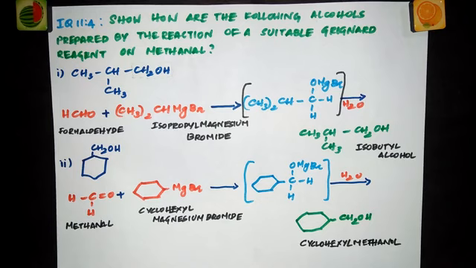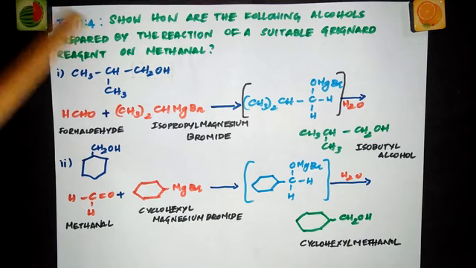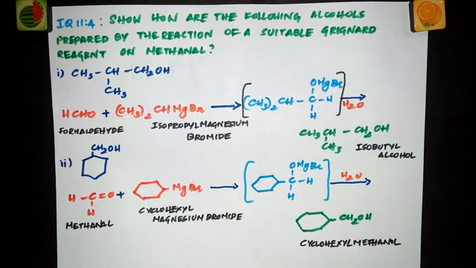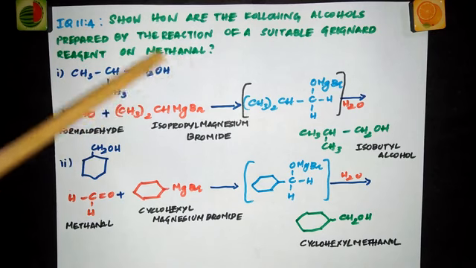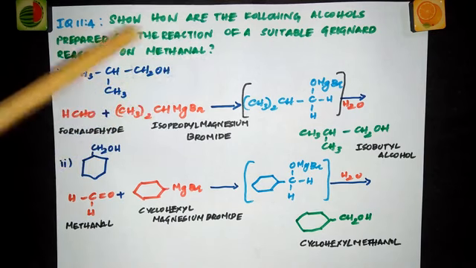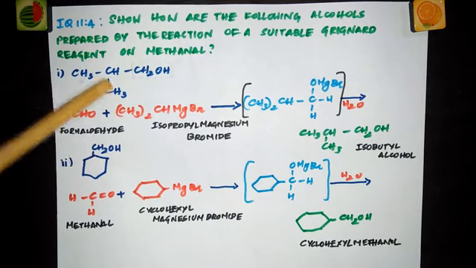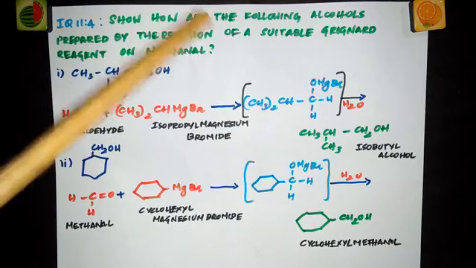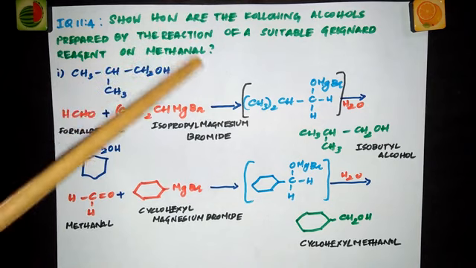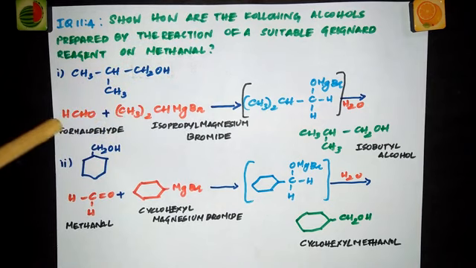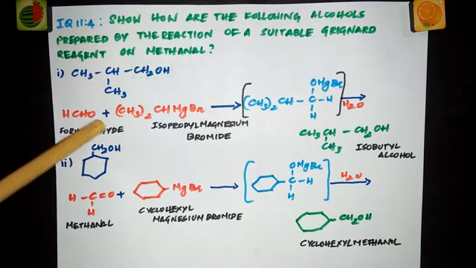Let's see one more problem. In-text question 11.4. Show how the following alcohols are prepared by the reaction of a suitable Grignard reagent on methanal. So here they have given you the product and one of the reactants. One of the reactants is methanal and the product is this. And they are asking you how to prepare this from a Grignard reagent reacting with methanal. So now methanal, you know, it is nothing but formaldehyde and the formula is HCHO.